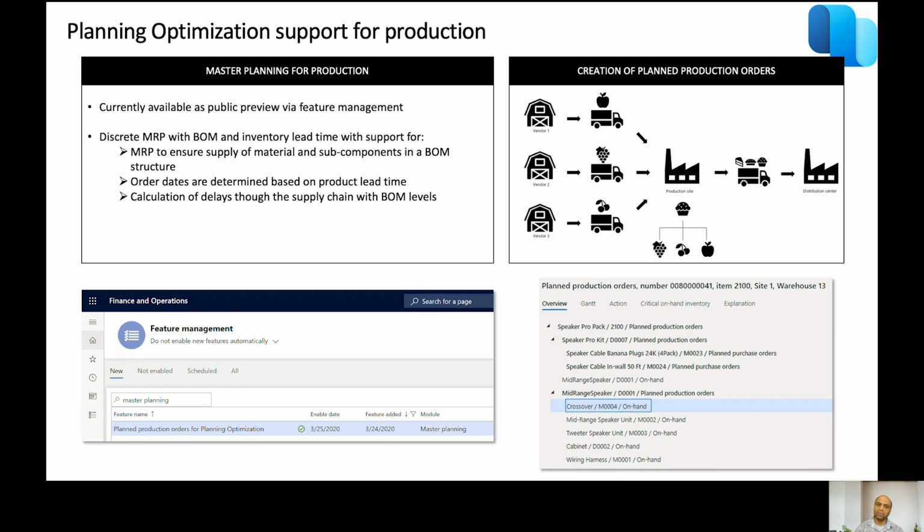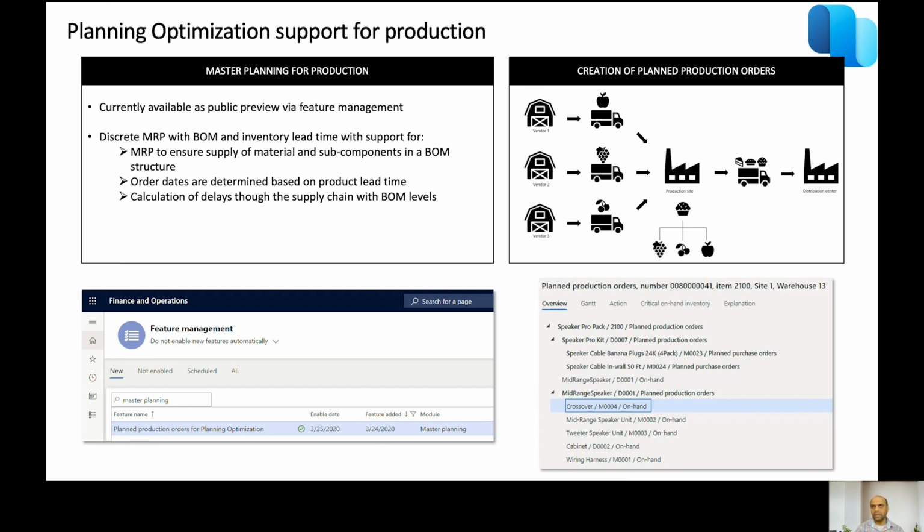The first order bit of what we are doing as part of the October update is pretty much around the product lead time. And it would support the calculation of the delays through the supply chain as well, with the BOM levels. If you do want to play around with this feature, you can enable it through the feature management capabilities. Look under feature management for planned production orders for planning optimization, and you would be able to enable that. And then you can actually go in and leverage this capability to try it out as well.